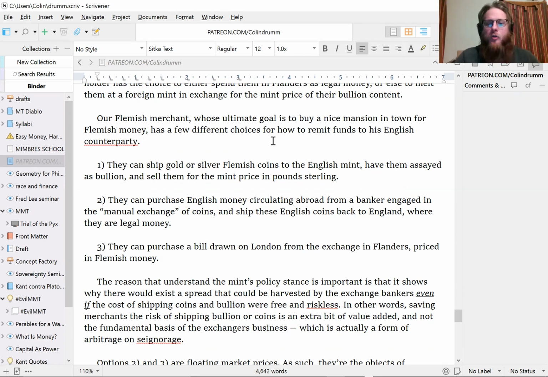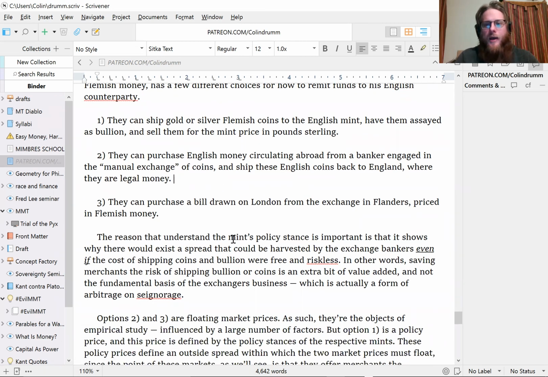Well, one option is I can do what the English mint wants me to do, which is that I can ship gold or silver coins to the English mint and get English money. My second option is that, as it happens, there's English money circulating in Flanders in the form of English coins. English money circulated in foreign jurisdictions, and in fact, it was pretty popular because it was pretty good money. People like to be paid in English coins, in a similar way that they might like to be paid in dollars in certain economies around the globe today.